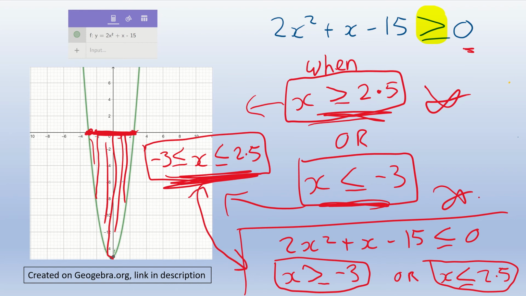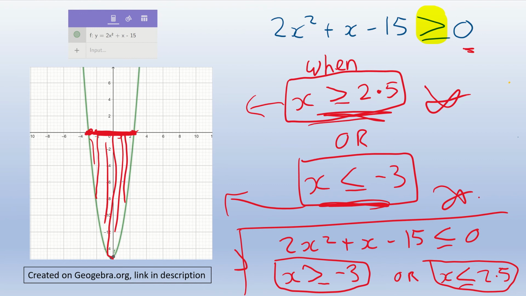So that was just a question on what happens if my inequality sign was the other way around, and I hope that clears up that question. I'll just get that out of the way there, because I don't want the two questions overlapping.